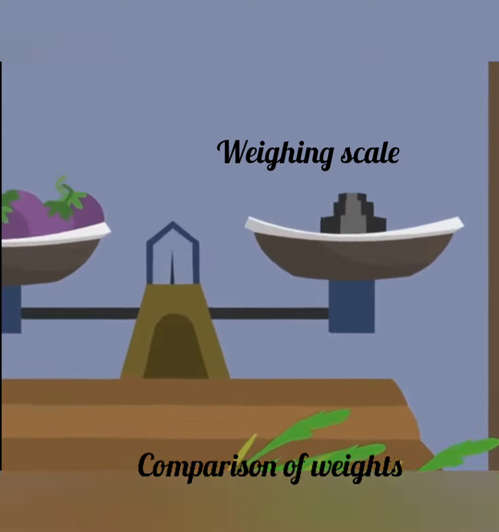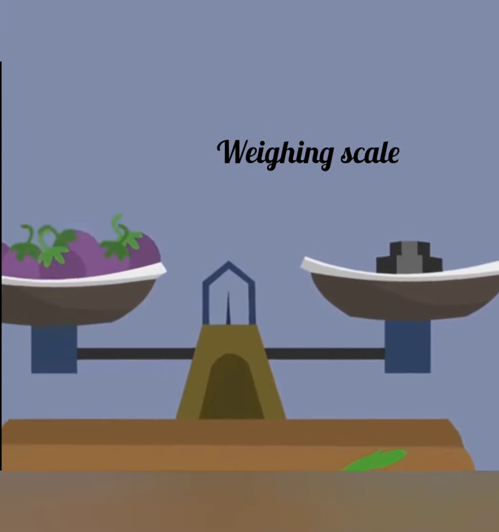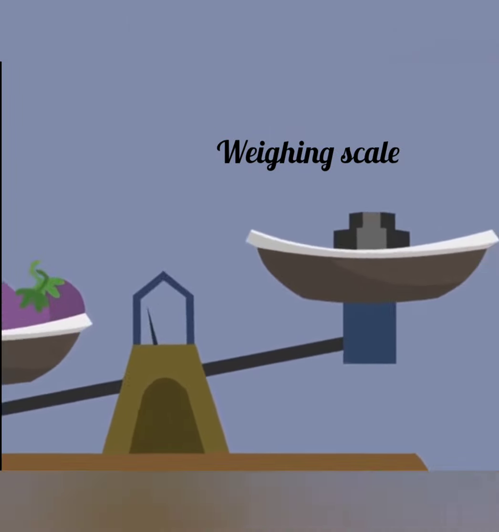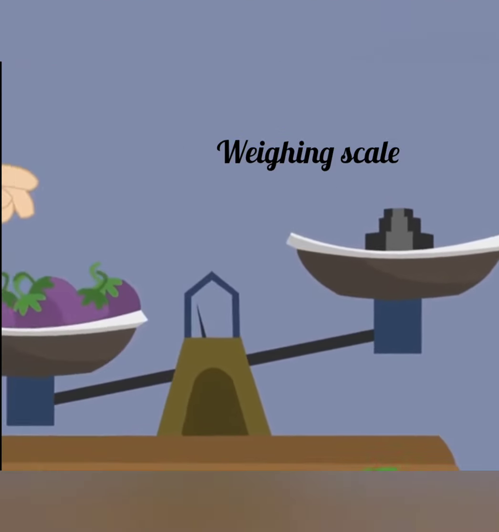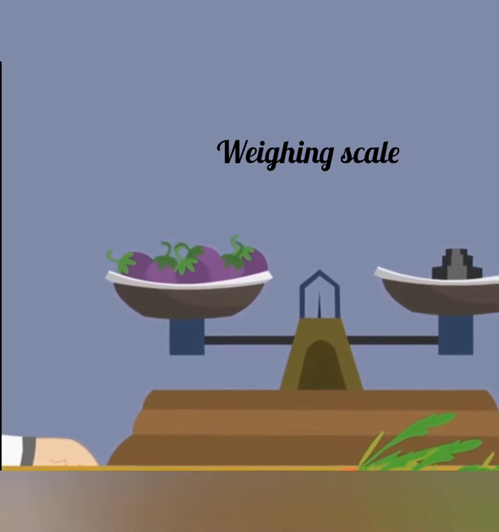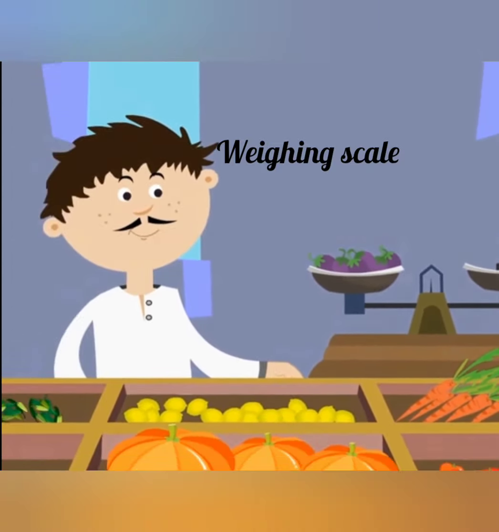When we compare the weights of two objects, one object can either be heavier or lighter than the other, or both can weigh the same. Let's understand this in a better way with the help of the weighing scale.